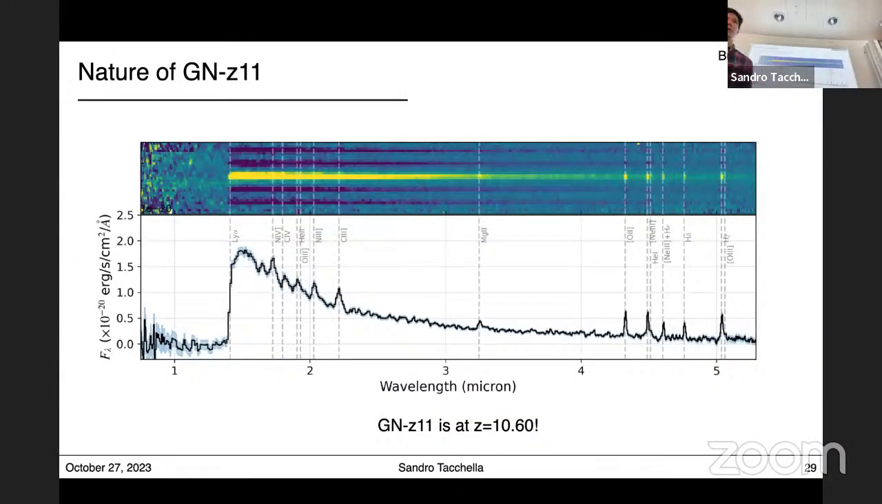And I think the most astonishing thing that came out, for this object but also from NIRSpec in general, was the spectrum for GNC11. You can see that this galaxy is at, not redshift 11, but redshift 10.6. You can see this with a very strong Lyman alpha drop, but then also many emission lines, all up to oxygen 3. Again, this is very distant.